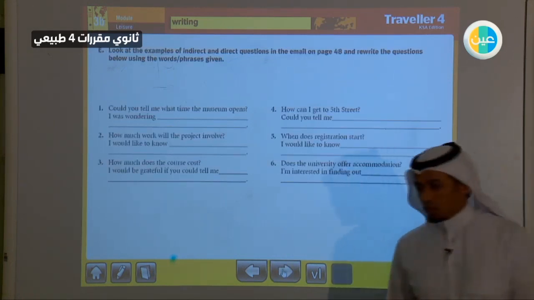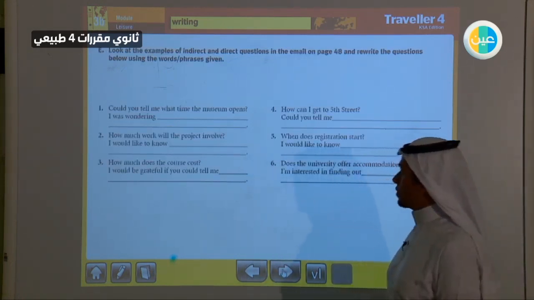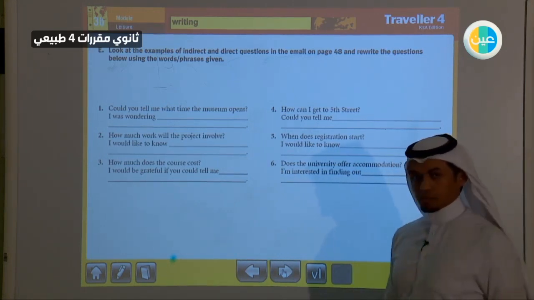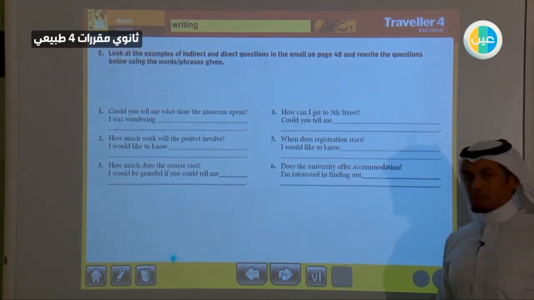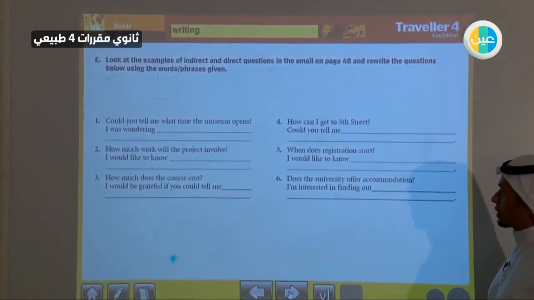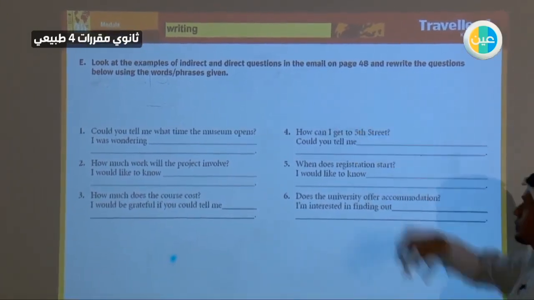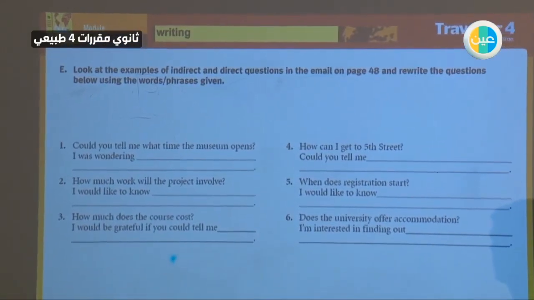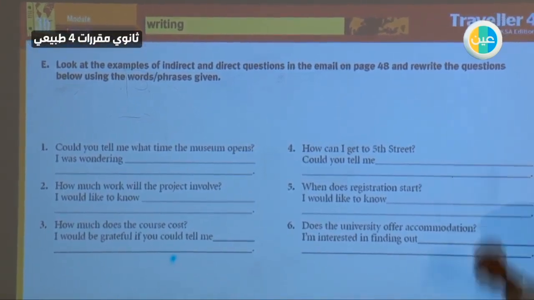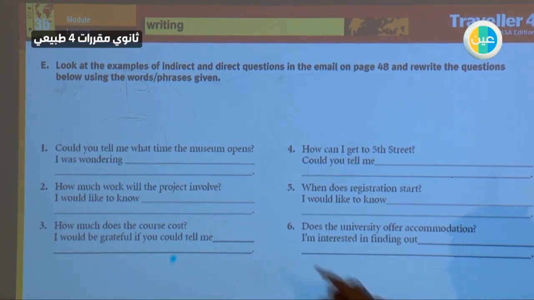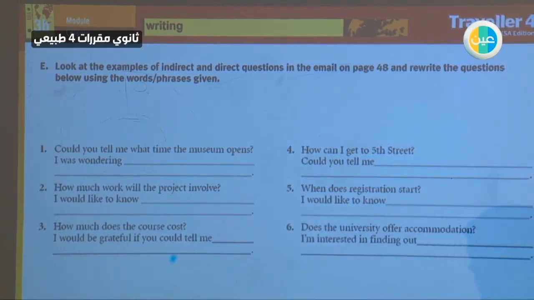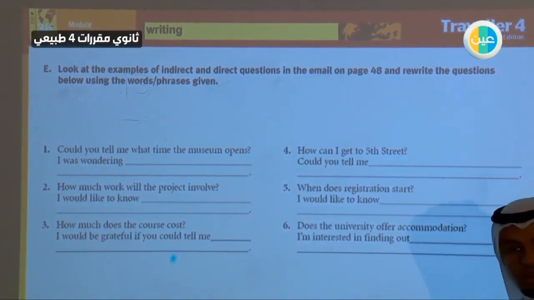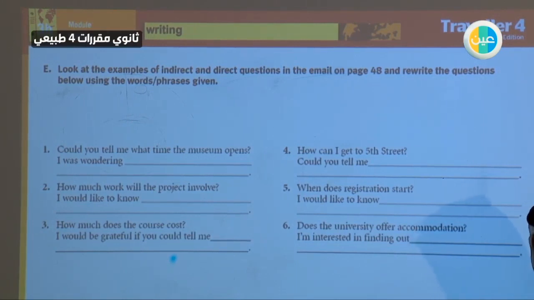Okay, so the exercise here is about direct and indirect questions. E, look at the examples. We have examples of indirect and direct questions in the email on page 48. And rewrite the questions below. So write the questions again using the words or phrases given. So if we have direct questions, we write them as indirect questions, and vice versa.